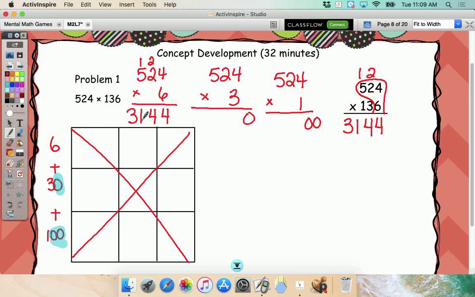But keep in mind, it's not any harder than this problem, 524 times 3. Okay? So X's and O's, watch me. All right, can you handle that? Go ahead and write that now.